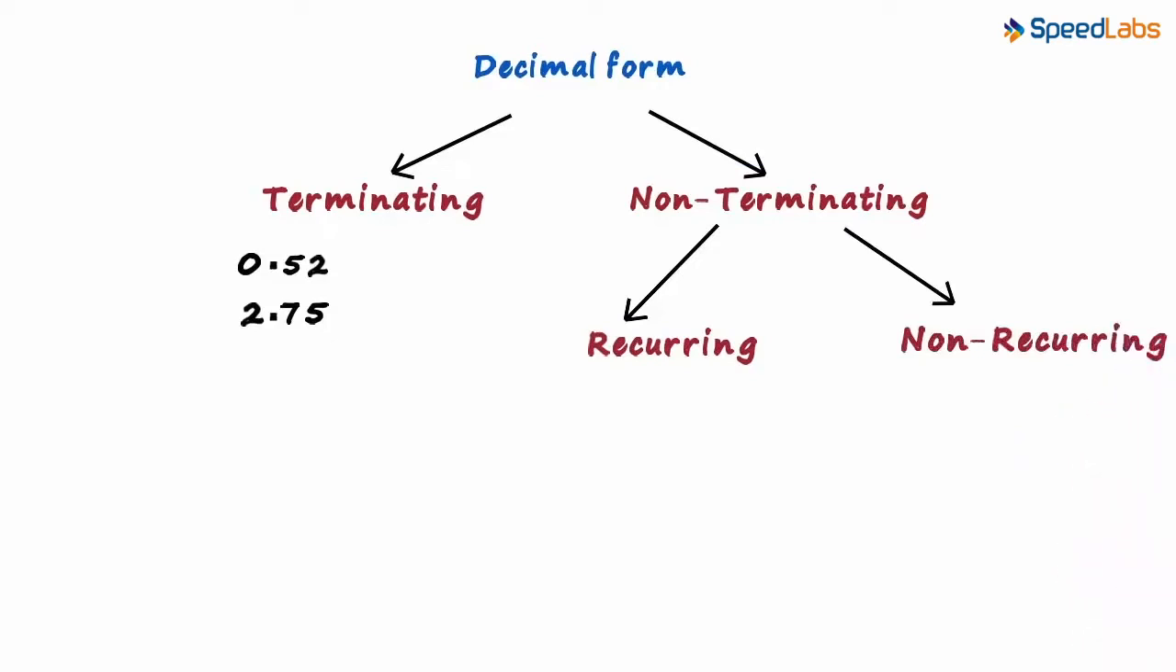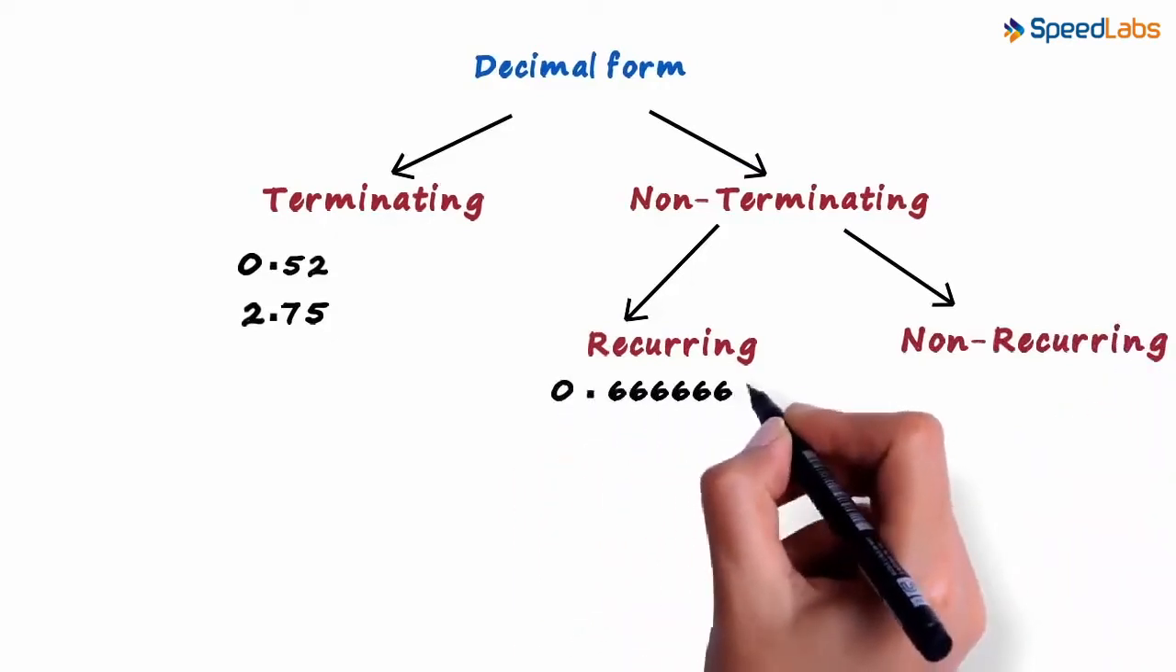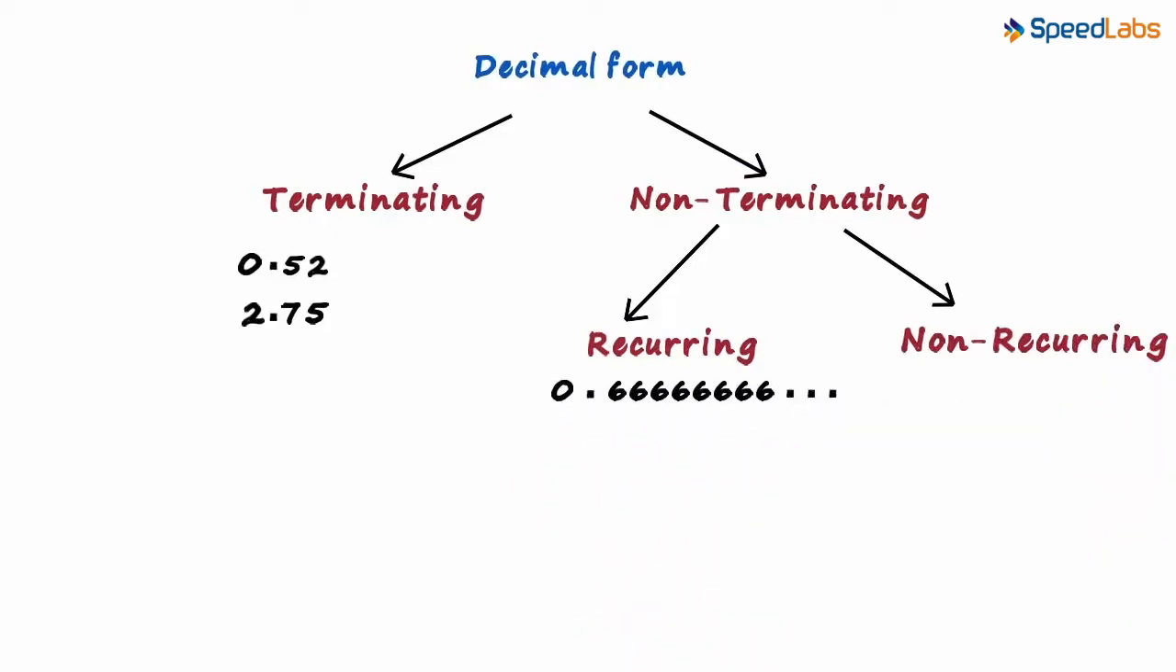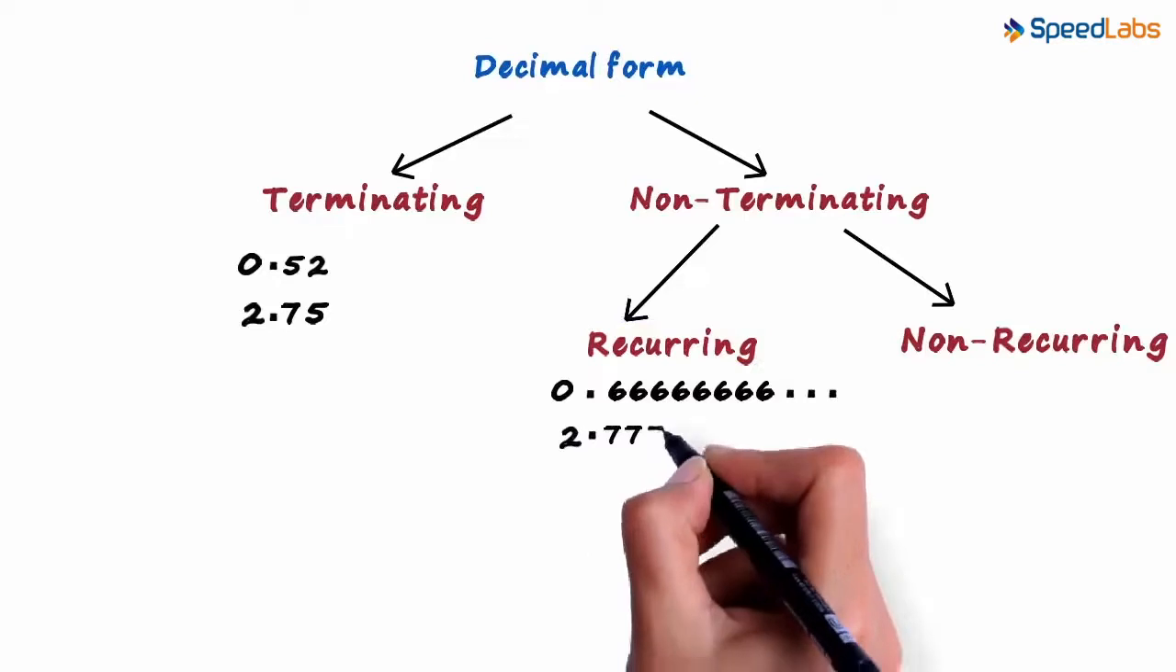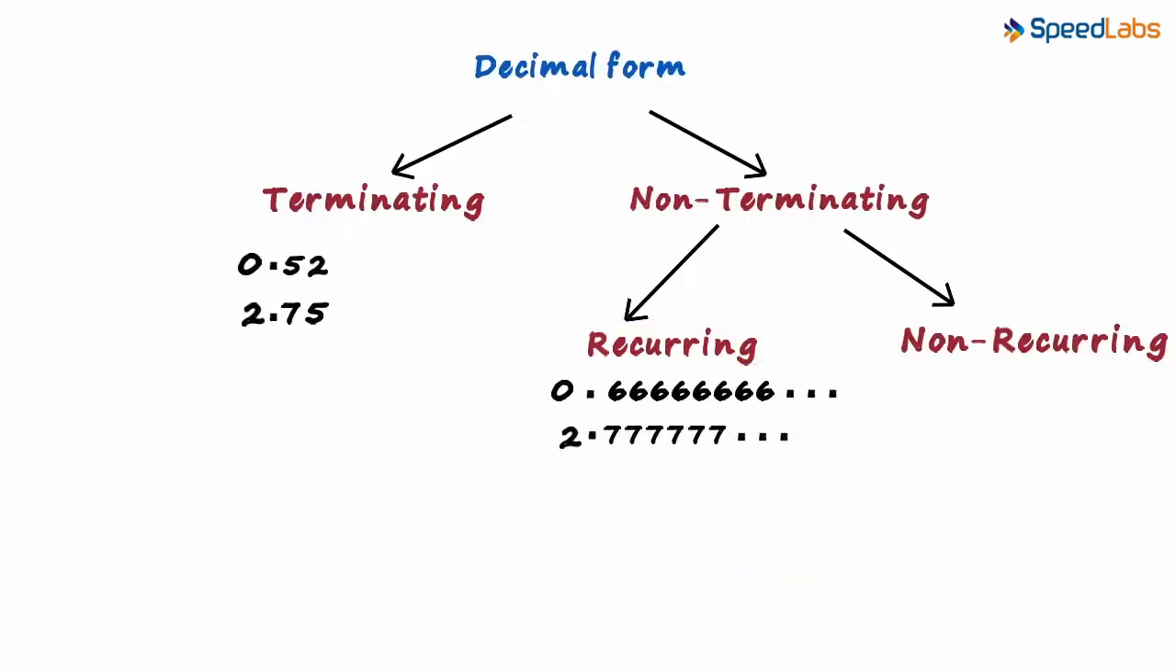Recurring would be something like 0.66666 and so on. It does not terminate and the number 6 is repeated indefinitely. Since it's repeated, it's called recurring. Even something like 2.777777 and so on is a recurring, non-terminating decimal since it does not end and the number 7 is repeated indefinitely. But does it mean only one digit can repeat indefinitely?